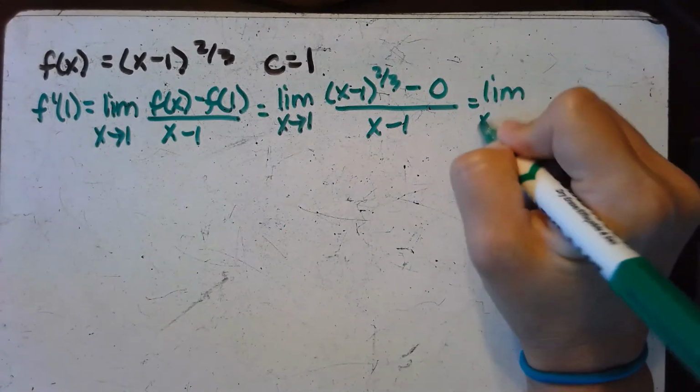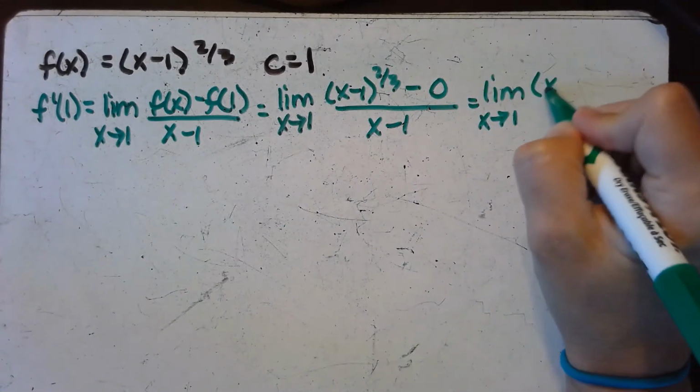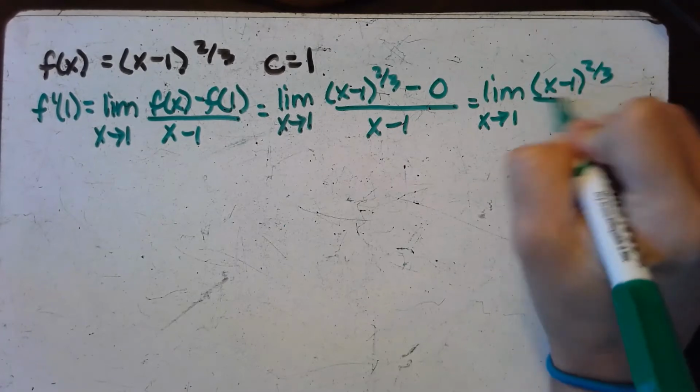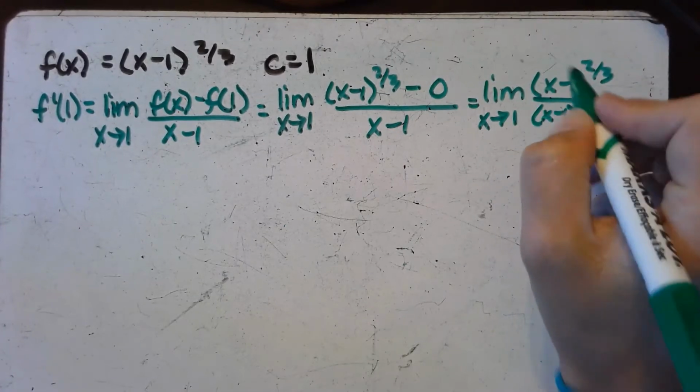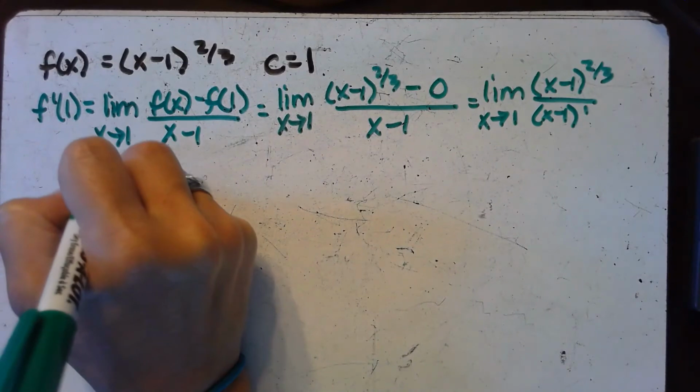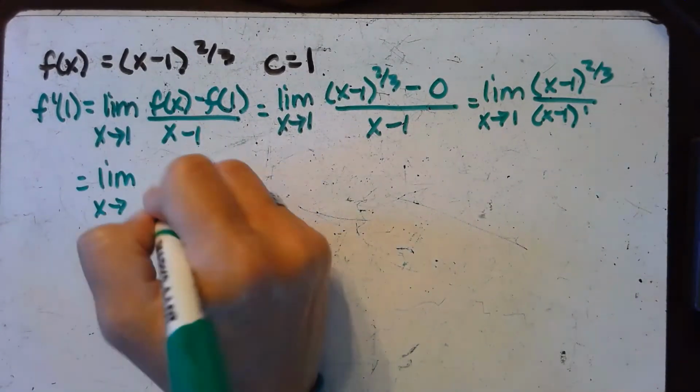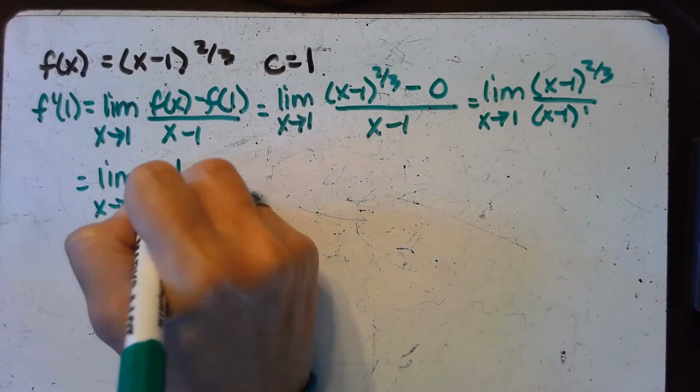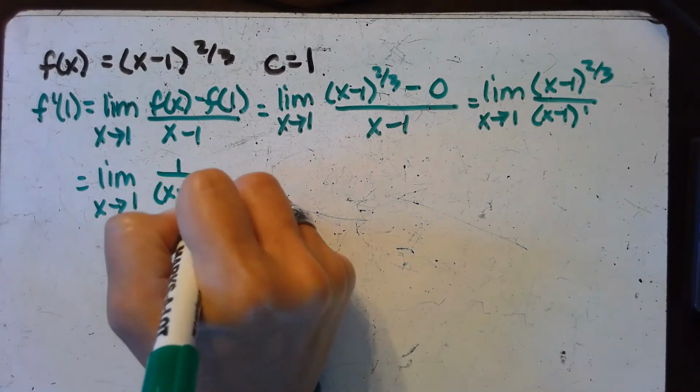Okay, well here, think about this for a second. This is x minus 1, but it's to the 2/3. This is x minus 1, but this is to the first power. So what can I do with that? I can subtract them, and I'm left with 1 over x minus 1 to the 1/3.